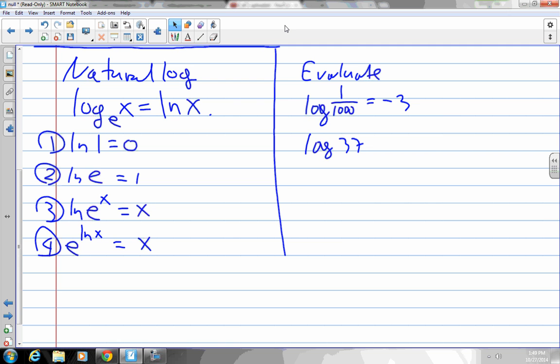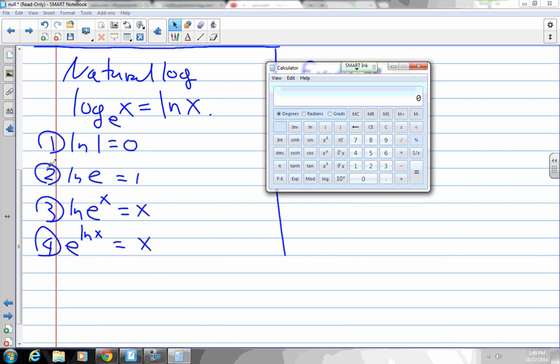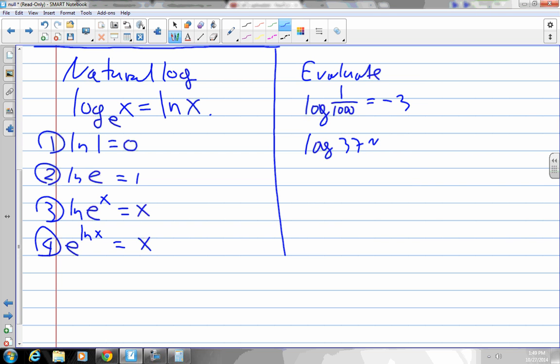Did I close my little calculator? Now you'll hit 37 and log, so whatever that number is. So that's something that you cannot do in your head, but your calculator will take care of that. So that's the power you need to raise 10 to to get 37, so whatever, 1.57.